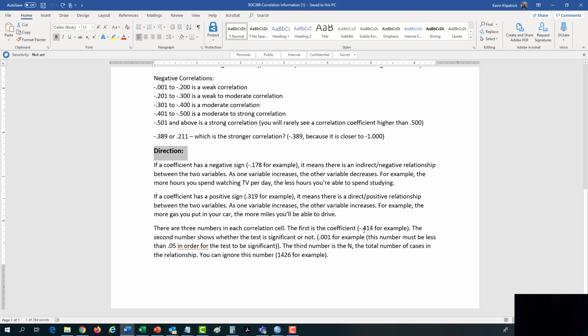Okay, so if this was your number for significance in the cell, that would be a significant test. The third number in the cell is the n, or the total number of cases in the relationship, like 1426 out of 1500. You can just ignore this number, right? Why do more work if you don't have to? You're only interested in the coefficient and the number for significance.